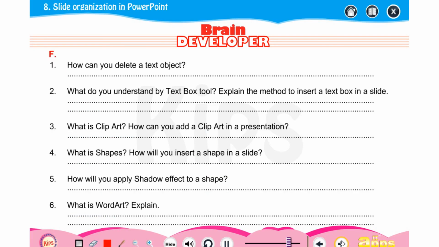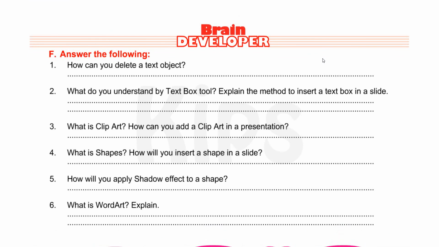Next one, answer the following. How can you delete a text object? So this answer is present on page number 79, deleting text object. In that you have to write the answer. Click on the text object that you want to delete and then click on the border of the text object and press the delete key.